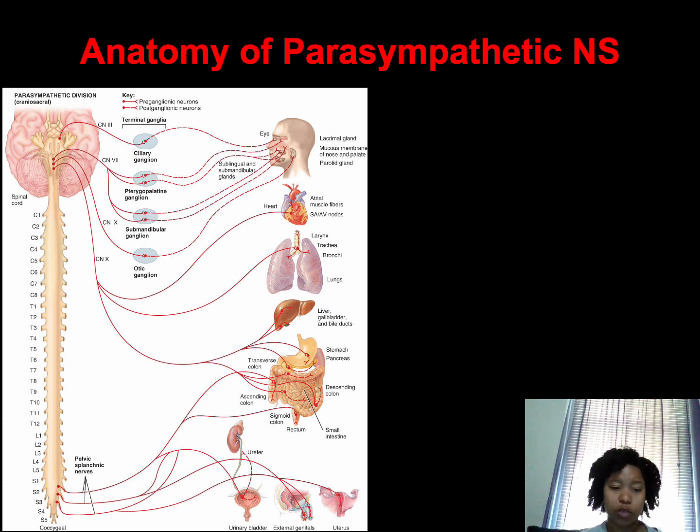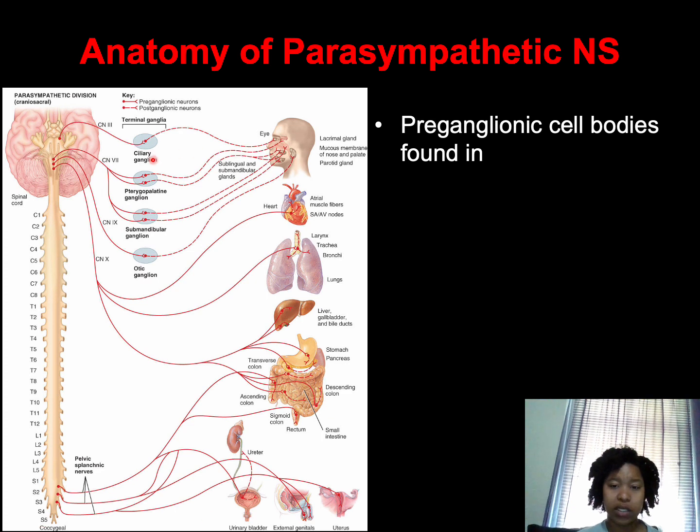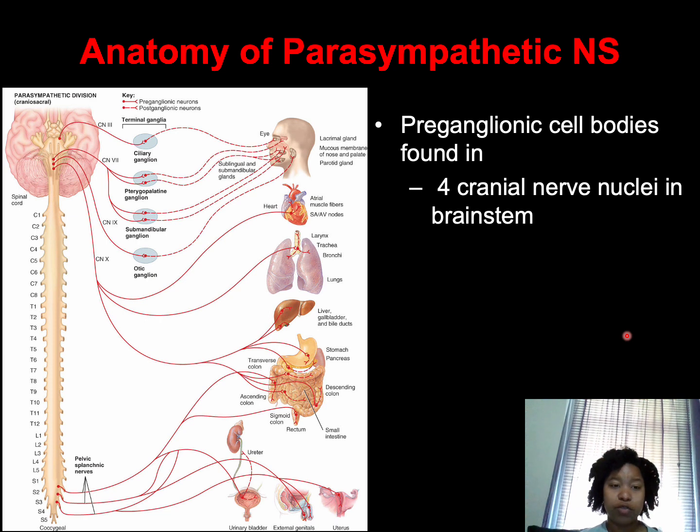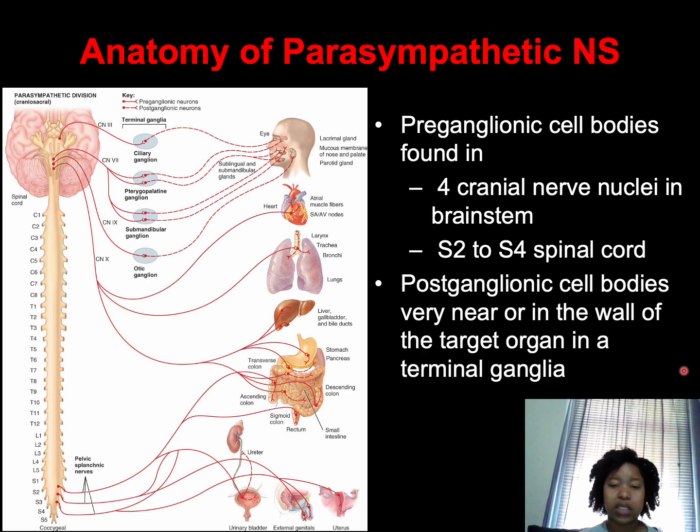So, remember we talked about all of those things. That's your picture in order to be able to see it. You've got preganglionic cell bodies that are found in the 4 cranial nerve nuclei in the brainstem. So there you see 1, 2, 3, 4. And then the S2 to S4 in the spinal cord. So there you go, 1, 2. Those are them from sacral 2, 3, and 4. The postganglionic cell bodies are really close to the wall of the target organ in the terminal ganglia. So they're right up against wherever they're trying to affect.